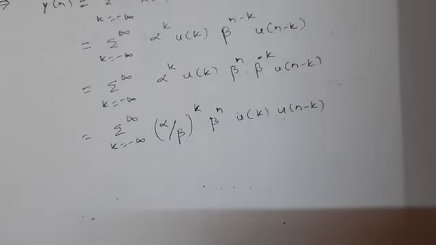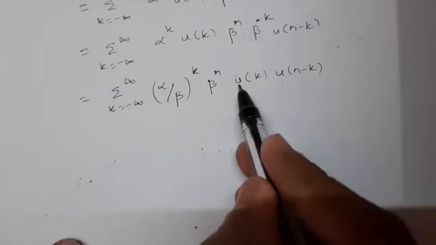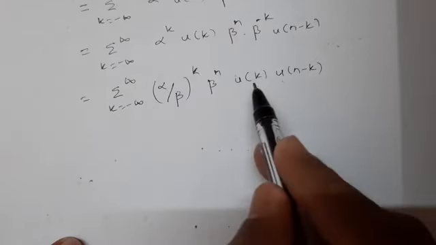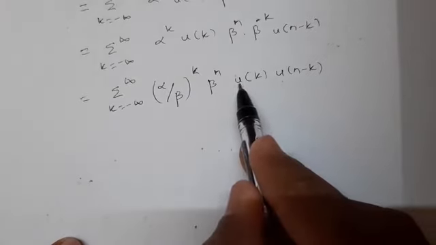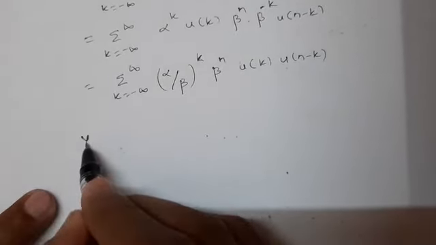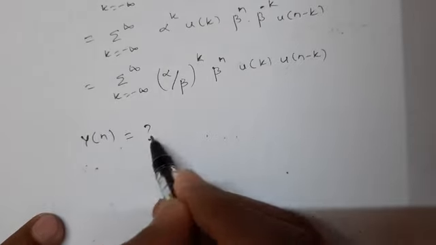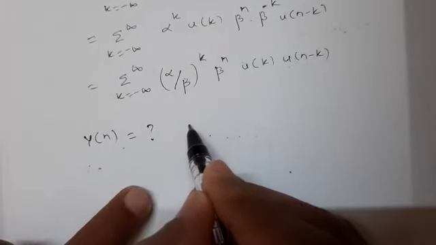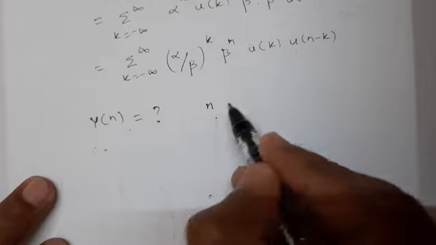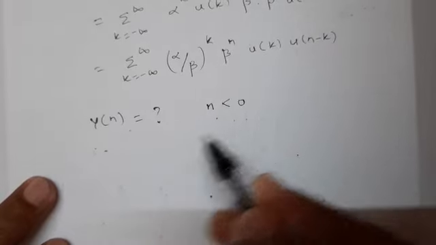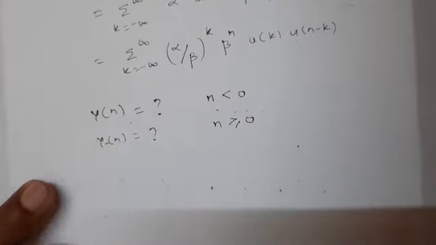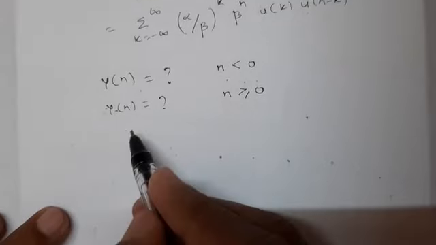Now what I will do is try to check what is the value of y of n for k equal to minus infinity to plus infinity, which is u of k into u of n minus k. What is this value? I will try to check. What is y of n for this u of k into u of n minus k, when n is less than 0, and what is y of n when n is greater than or equal to 0. This you can find by having the figure also.